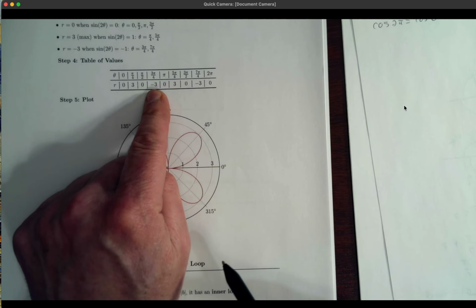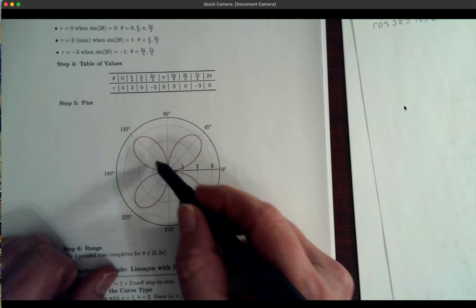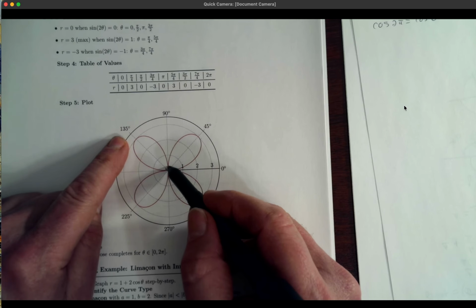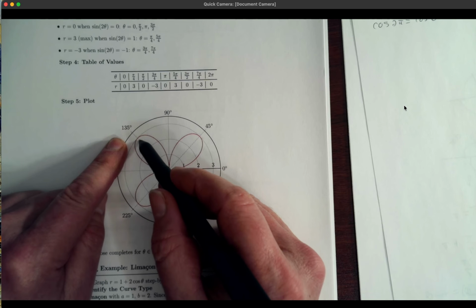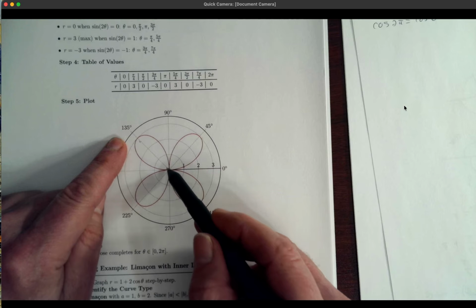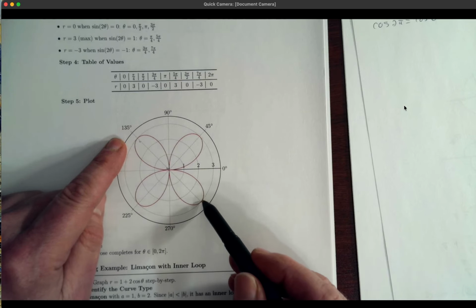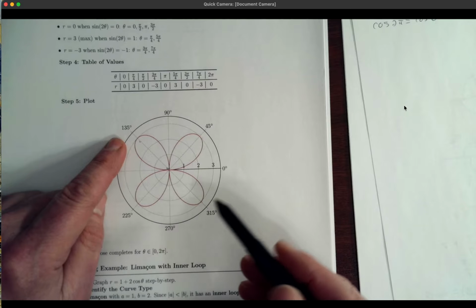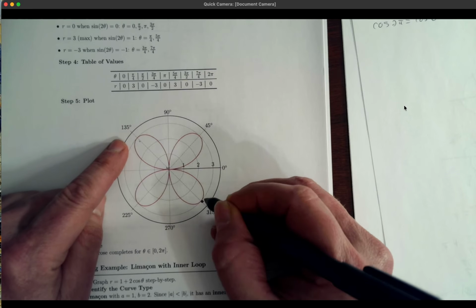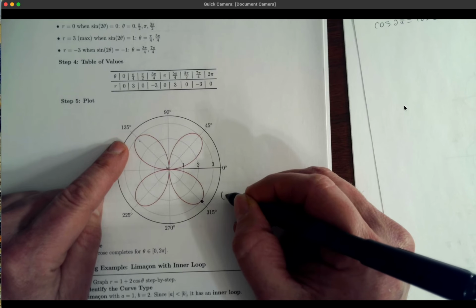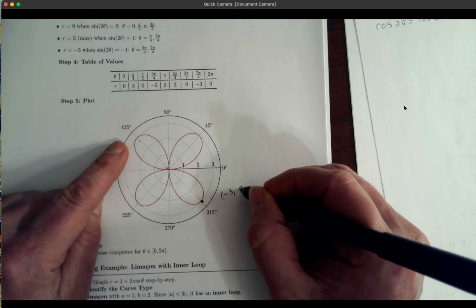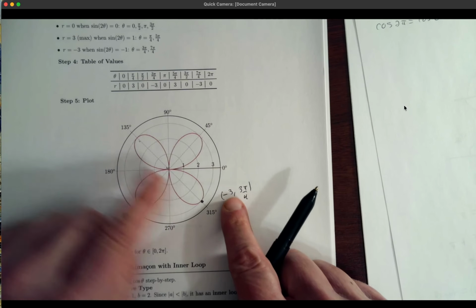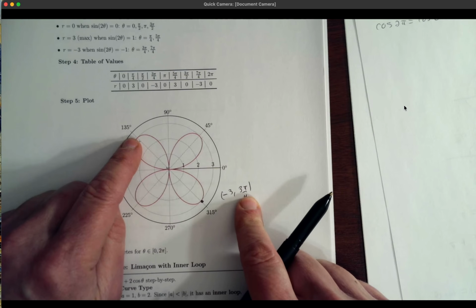When r is negative, instead of going this way, so look, here's 135, 3 pi over 4. Instead of going this way, that would be if r were positive. Since r is negative, you actually go opposite. You go this way. And what you're really getting is this point right here. So this point would correspond to r equals negative 3, and the angle would be 3 pi over 4. So if this was 3 pi over 4, then that would be the right point.